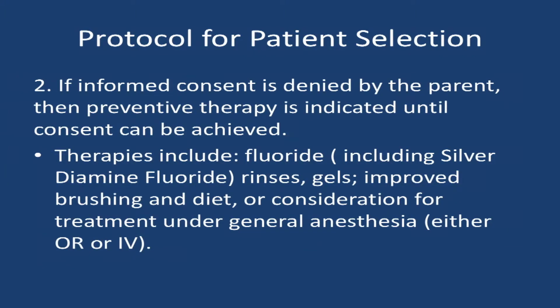If informed consent is denied by the parent, then preventive therapy is indicated until consent can be achieved. Therapies include fluoride, including silver diamine fluoride, rinses, gels, improved brushing and diet, or consideration for treatment under general anesthesia, either OR or IV.